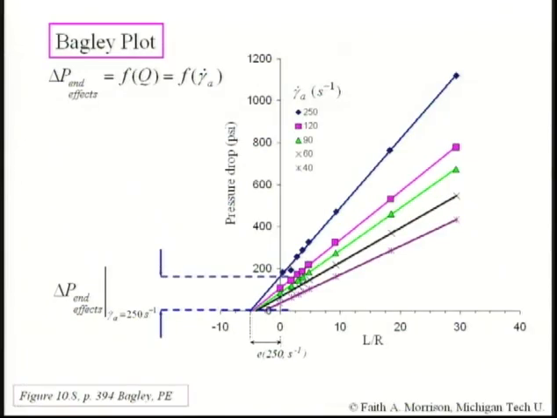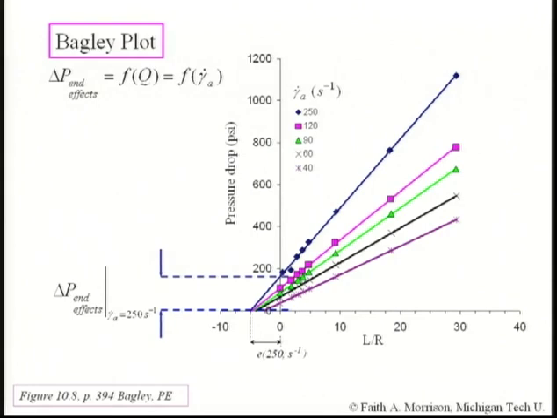When we actually take data, and this is Bagley's original paper, you do get a constant slope for a constant apparent shear rate, but you don't get the 0 intercept, and that's the net pressure loss due to end effects. So in order to correct each of these curves, we need to subtract this intercept off so that they all collapse and drop down to 0.